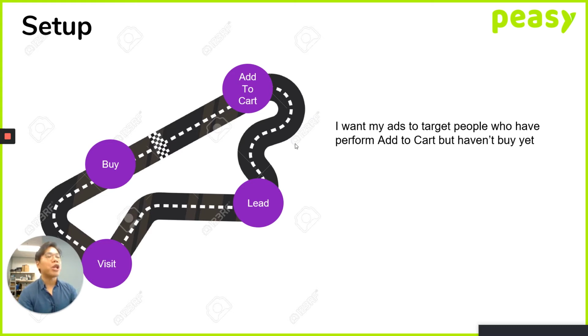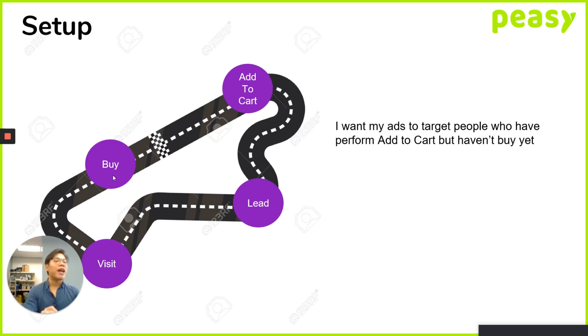So the best way to imagine an event is to think about it like an F1 race. In an F1 race, they will put markers at every part within the racetrack, right? So imagine this racetrack is your consumer buying journey. It starts with a visit, ting, it tracks. Then they give you their personal information, a lead, ting, it tracks. Then they add the product into the shopping cart, ting, it tracks again. And then when they finally buy, ting, it tracks again.